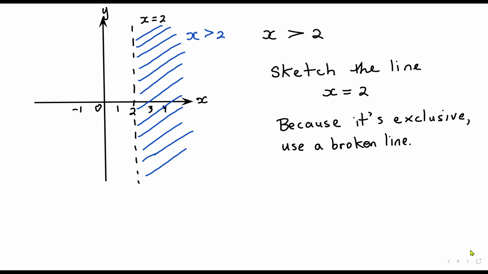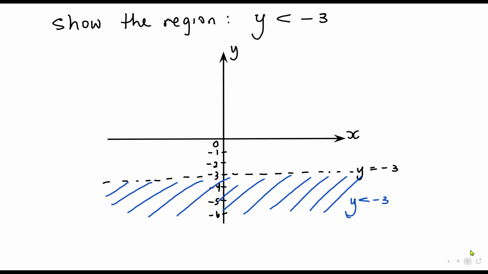If you had an inequality, let's say y is less than -3, you first need to sketch the line y is equal to -3, which will be a broken line passing through y is equal to -3 on the y-axis. And since it's less than, you would have to shade the region below y is equal to -3, as all the values beneath that -3 are smaller than it.